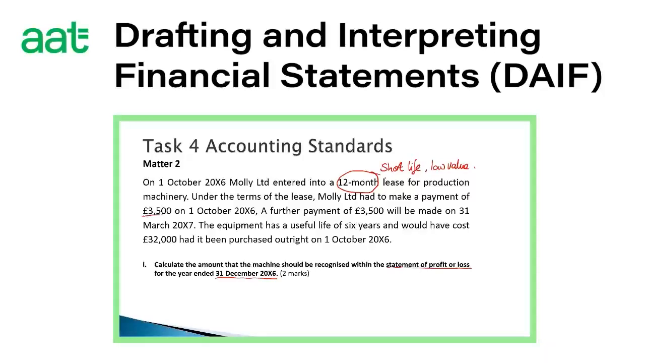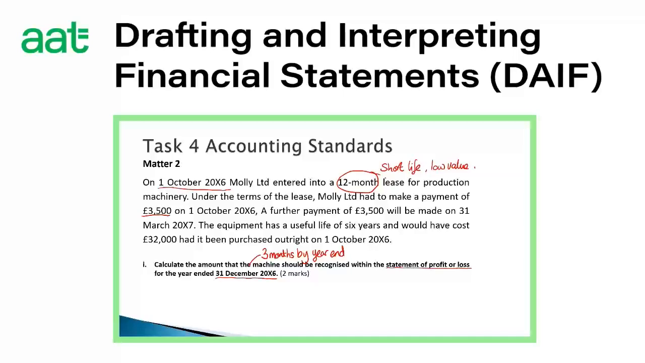We made a payment of $3,500 on the 1st of October. That's when we entered into the lease. Therefore, by year end, we had had the lease for 3 months. So 3 months by year end.